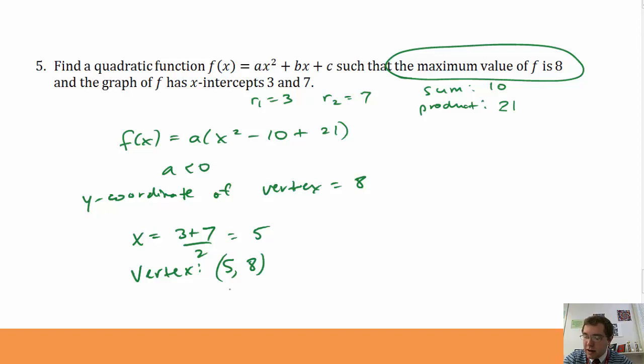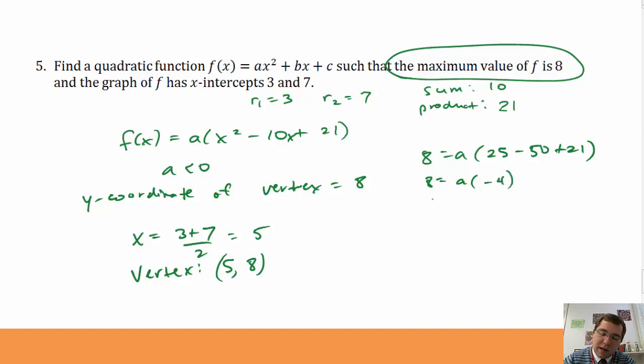And so if the vertex is 5, 8, I can plug that into my equation and solve for a. So I'll have 8 equals a times 5 squared, which is 25, minus 10x, that is 10 times 5, which is 50, plus 21. So 8 equals a times 25 minus 50 is negative 25, plus 21 is negative 4. And thus, when I divide both sides by negative 4, a equals negative 2. So that's the way I can find a, is use the vertex as a point on the graph. Plug in 8 for the function, which is y, and plug in 5 for x.